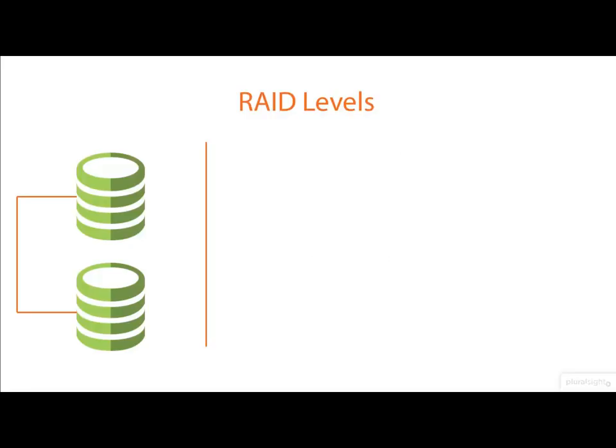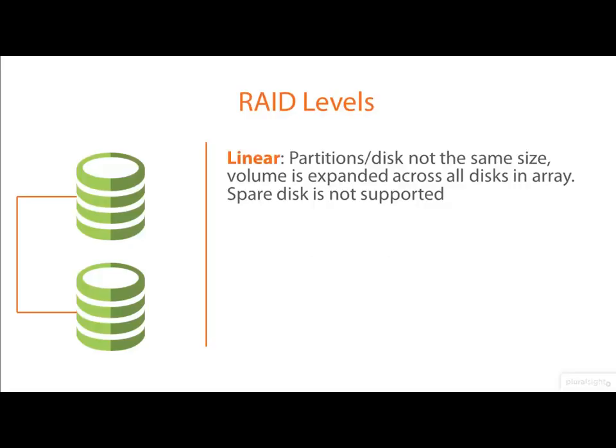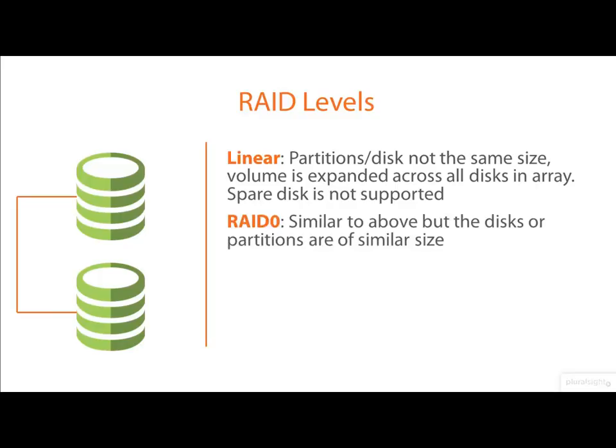We also have different levels of RAID. With linear, the disks or partitions do not need to be the same size, and we just expand the volume across the disks supplied, and there is no redundant or spare disk that is supported within a linear array. Similarly, with RAID level 0, we have the same type of structure, but in this case with RAID 0, we use partitions or disks of the same or similar size.